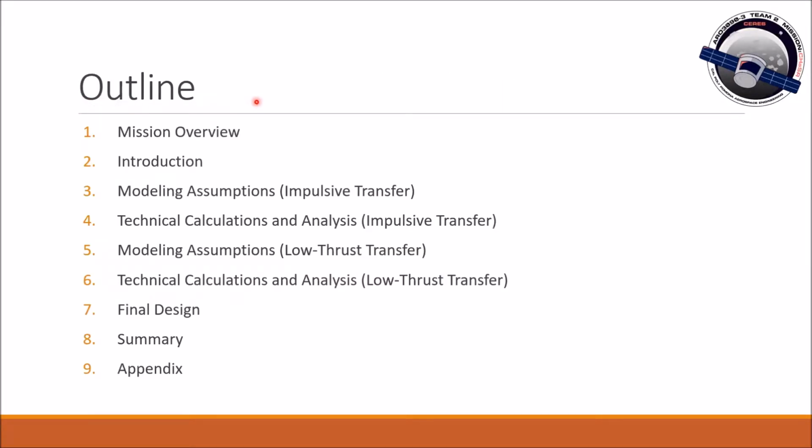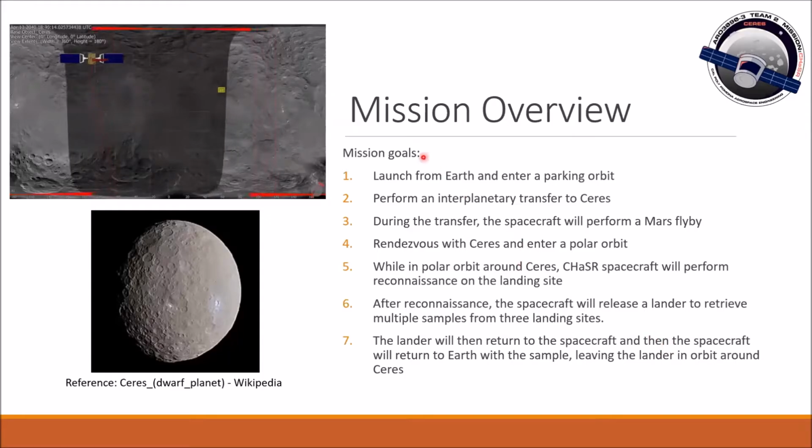Here's an outline of our presentation. Moving on to our mission overview, we had 7 major mission goals. We were going to launch from Earth and enter a parking orbit, after which we'll perform an interplanetary transfer to Ceres. During the transfer, the spacecraft will perform a Mars flyby, after which it will rendezvous with Ceres and enter a polar orbit. While in polar orbit around Ceres, the spacecraft will perform reconnaissance on the landing sites.